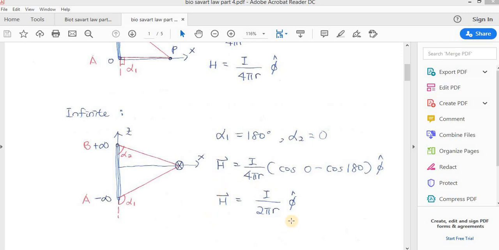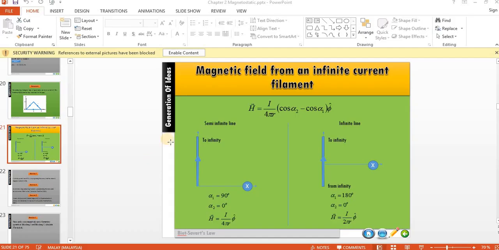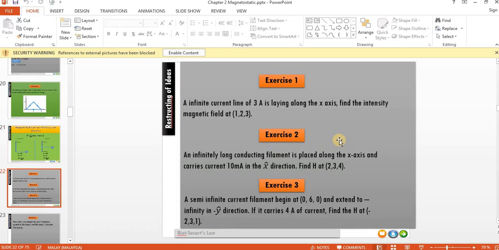Let's look at how to use these equations in different examples. So we will proceed to the examples. Here you have 3 examples, so we will do them one by one.